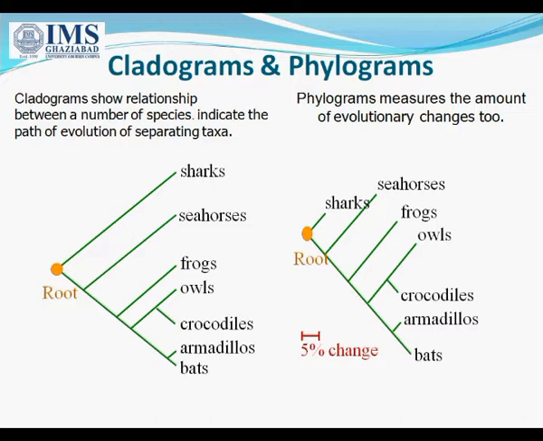A cladogram is actually a branching diagram showing the relationship between a number of species. A phylogram is a diagram showing the evolutionary interrelations of a group of organisms that usually originate from a shared ancestral form. Both cladograms and phylograms attempt to demonstrate the relationship between different taxonomic groups. Cladograms show common ancestry and indicate the path of evolution of separating taxa, whereas phylograms measure the amount of change.